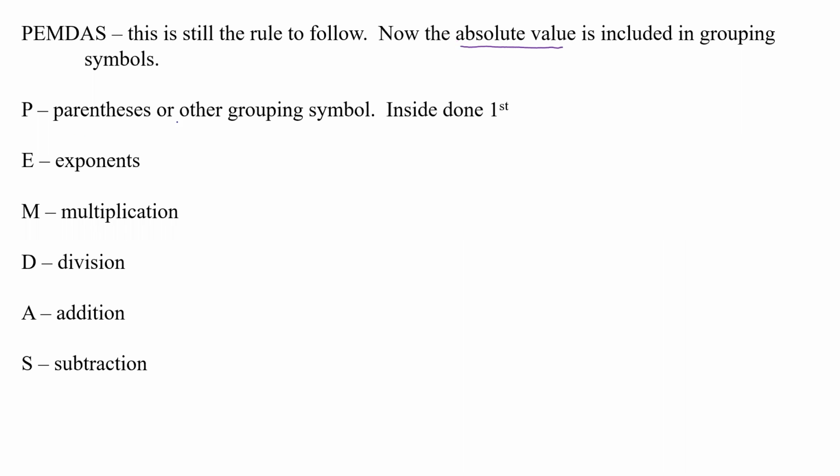So we have parentheses or other grouping symbols like the absolute value. And what's inside of those are done first. Then we do the exponents, and then we do the multiplication and division together, and then addition and subtraction together. And again, this is from left to right. And this is also from left to right. Okay, so we do it in that order.